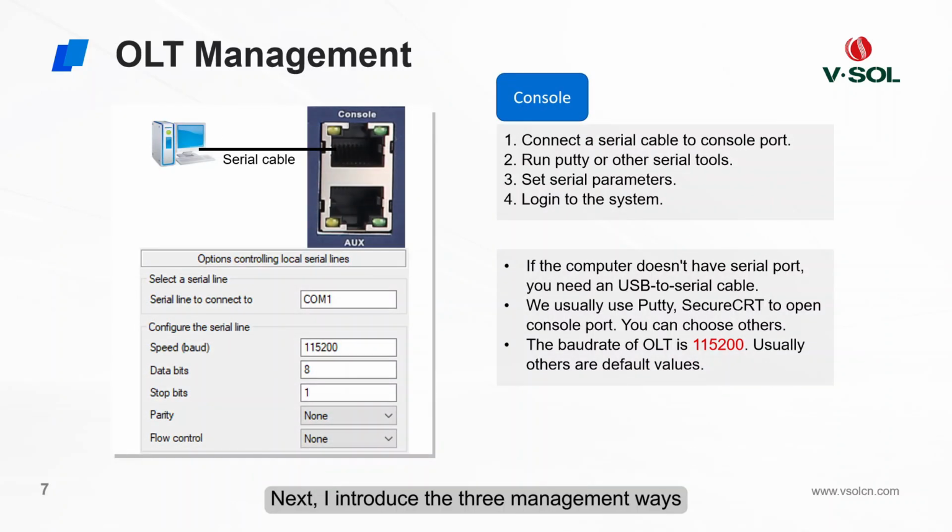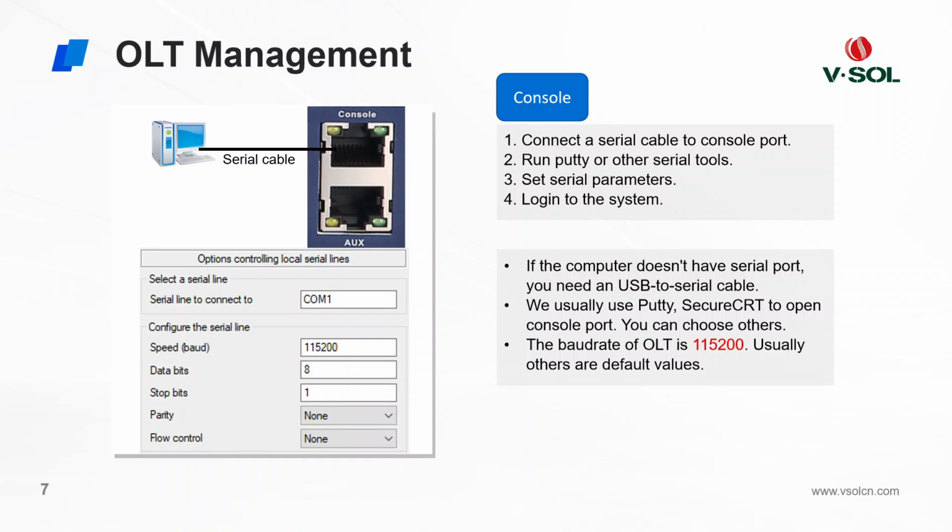Next, I introduce the 3 management ways. Firstly, manage by console. Connect a serial cable to the console port, run PuTTY or other serial port tools, and set the parameters. The parameters of serial port are shown in this picture.